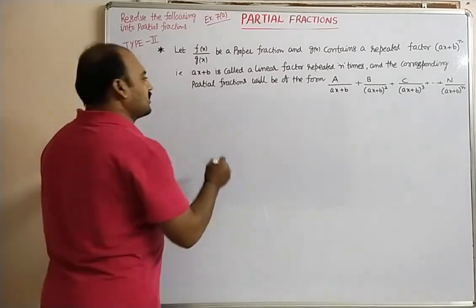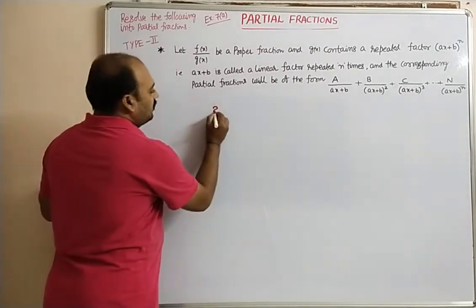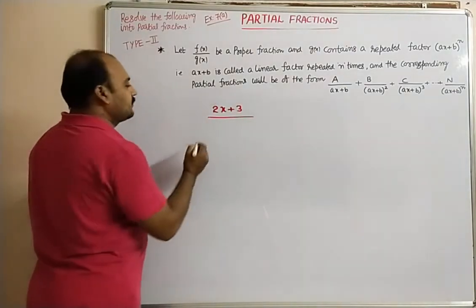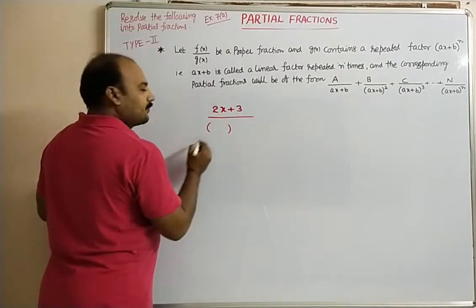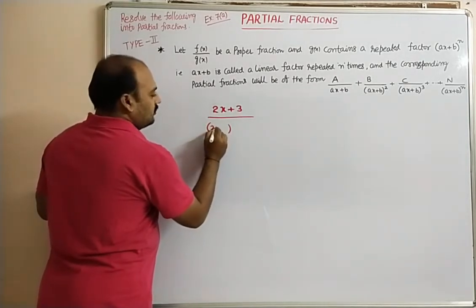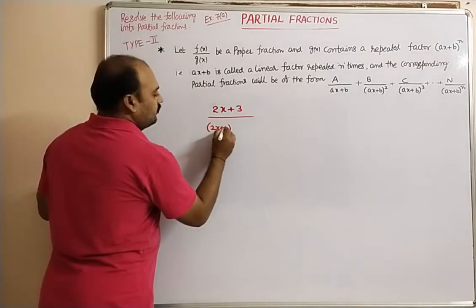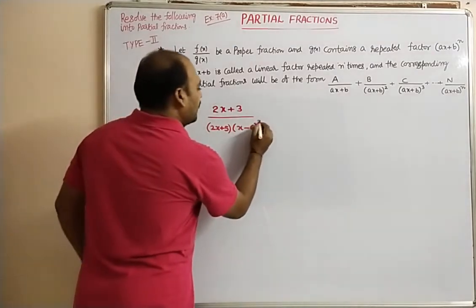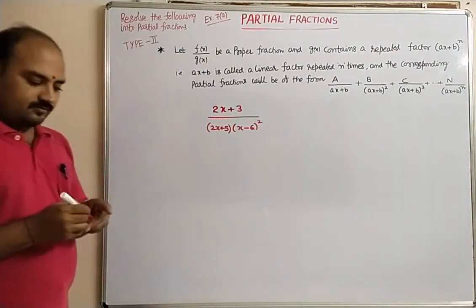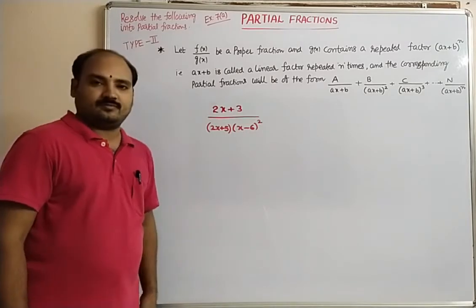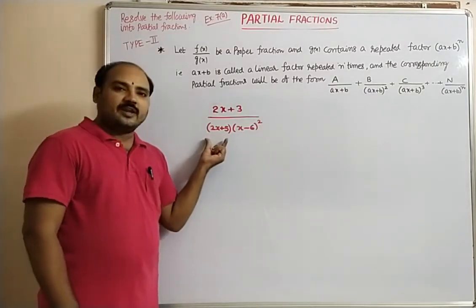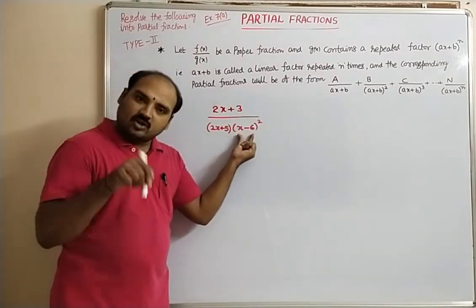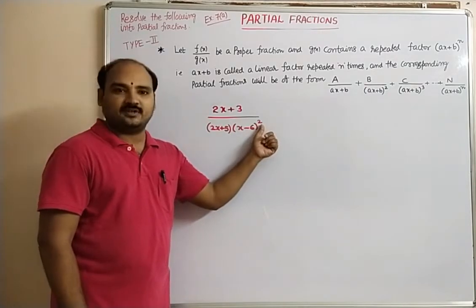Suppose the proper fraction is in the form of, this example I am saying, (2x plus 3) divided by (2x plus 5) into (x minus 6) whole square. Like this it will be there. This is a proper fraction. So here, what are the linear factors? 2x plus 5 is a linear factor. Even x minus 6 is also a linear factor, but it is repeated. Twice it will be there.